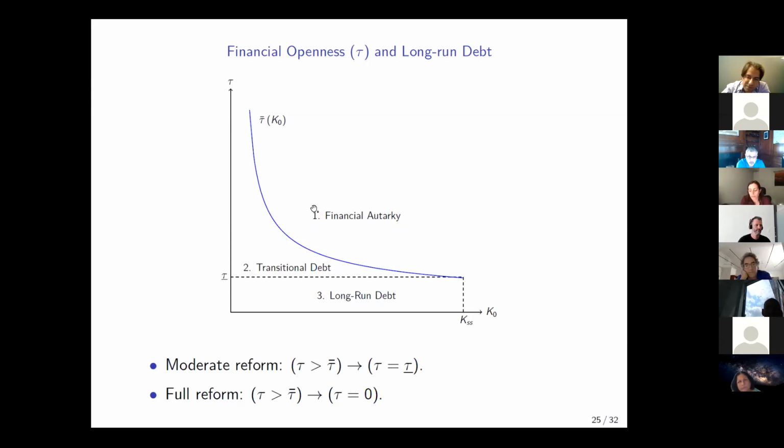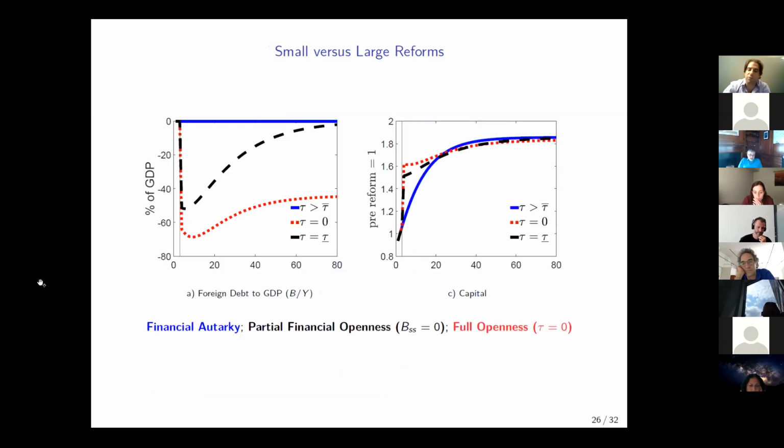But if the reform is large enough and it carries you to region 3, then the level of debt is going to be pinned down by how big this reform was. And if the level of debt is different across these reforms, then the steady state trade balance in the long run is going to be different. And if that is different, then the cutoff for exporting is going to be different. And all of the reallocation is going to be different in the long run. So that's basically what I wanted to show you now.